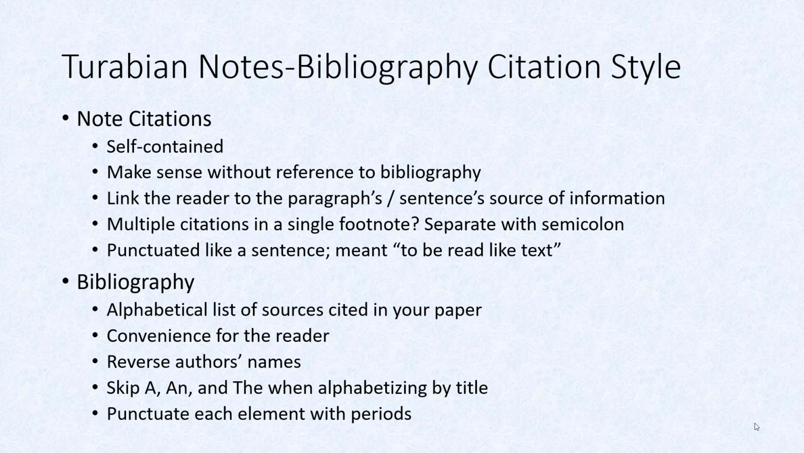Also, when alphabetizing by title, where the source has no author, skip the words a, an, and the. We call these words articles. Alphabetize by the first major word in the title, leaving a, an, and the in place. Yeah, it looks weird, but no system is perfect. Because the bibliography is a list, we punctuate bibliographic entries by separating their elements with periods and removing all parentheses, except in one or two cases. See Turabian chapter 16 and 17 for details.